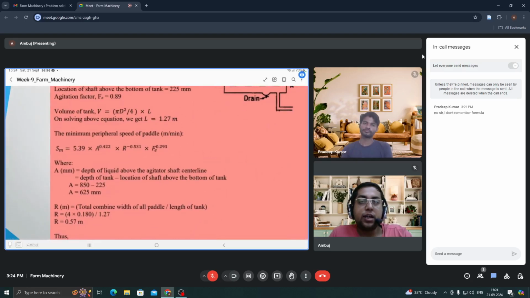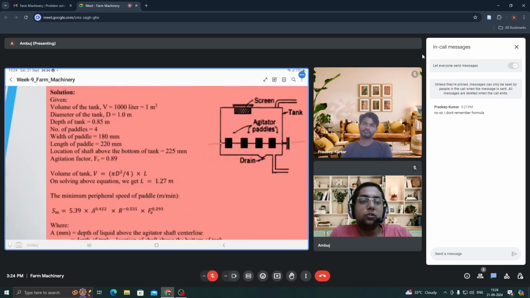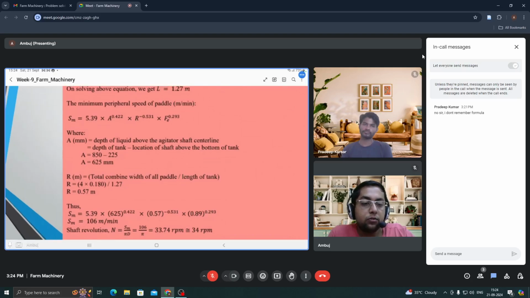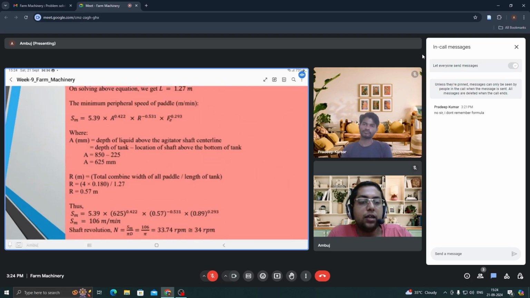And then r is the total combined length of all the pedals divided by the length of the tank. Length of the tank, here I think it has been given as 1.27. For all the pedal length you have to just multiply: 4 pedals, 4 into 0.180 divided by 1.27, and you will directly get r as 0.57. Then a we have calculated as 625. It's an empirical formula, so you have to use the same units that have been kept here. I cannot say in this question to use SI units for all the parameters.